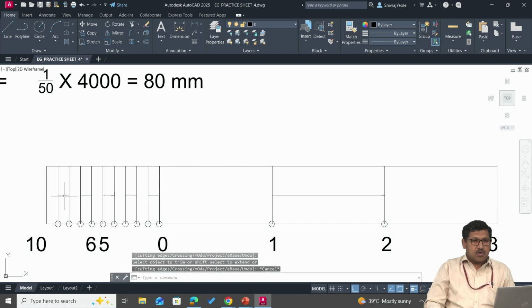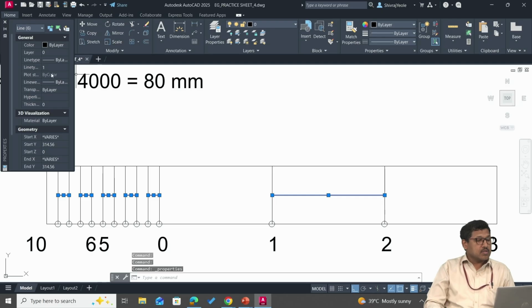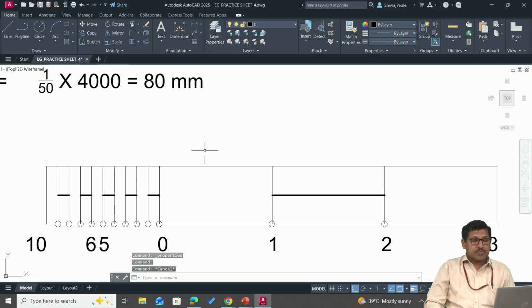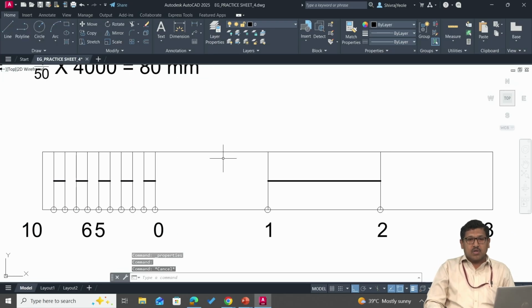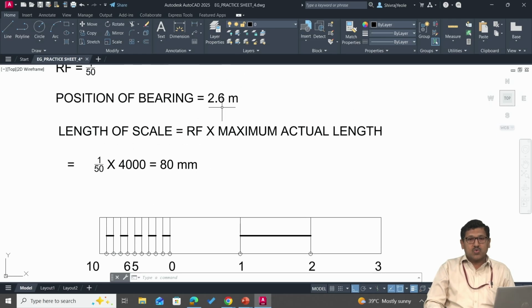Next, select these horizontal lines. Right click, go to properties, line weight, change the line weight to 0.4. Then we need to show the position of the bearing, which is 2.6 meters. So we can split this into main division and subdivision. So this means 2 meters is the main division and 0.6 meters is the subdivision.